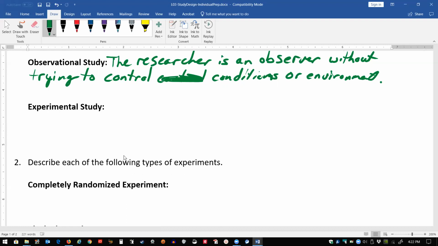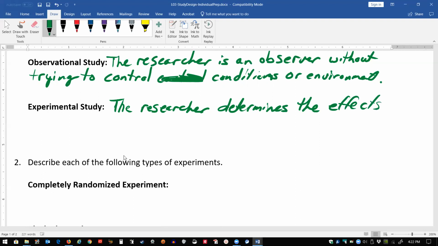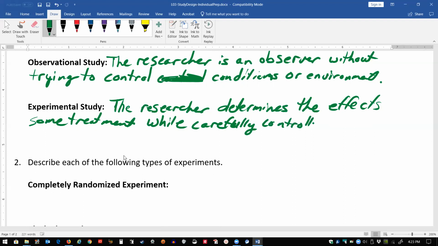So again, an experiment, the researcher determines the effects of some treatment while carefully controlling the conditions and environment.